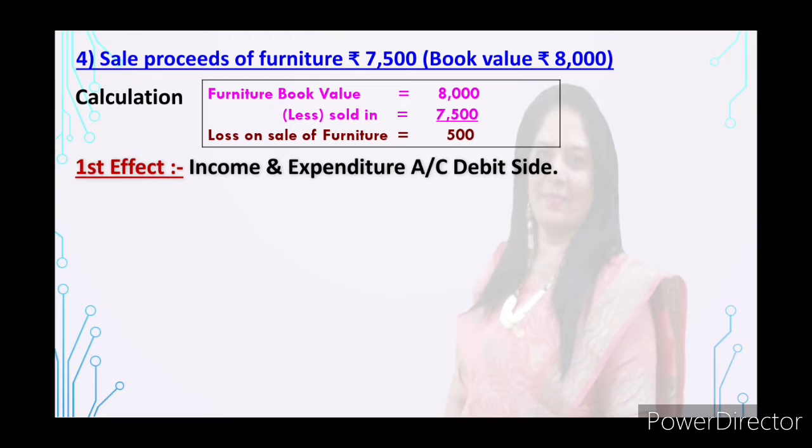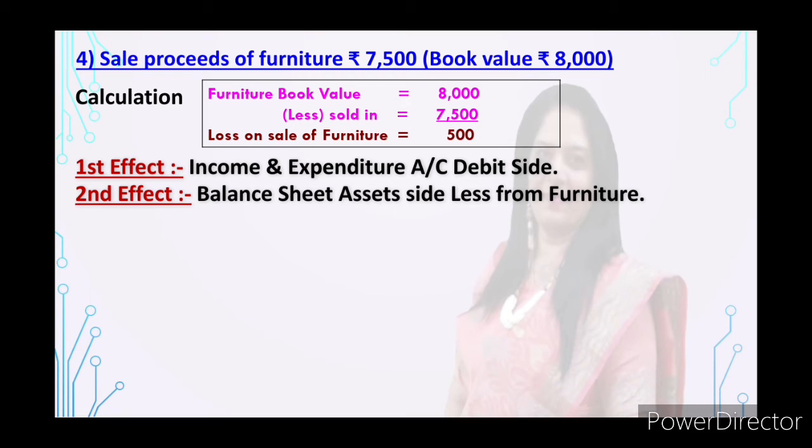The first effect will be written in the income and expenditure account debit side because this is the loss of rupees 500, which you have to record in the income and expenditure account debit side. The second effect will appear in the balance sheet asset side. You have to deduct from the furniture.